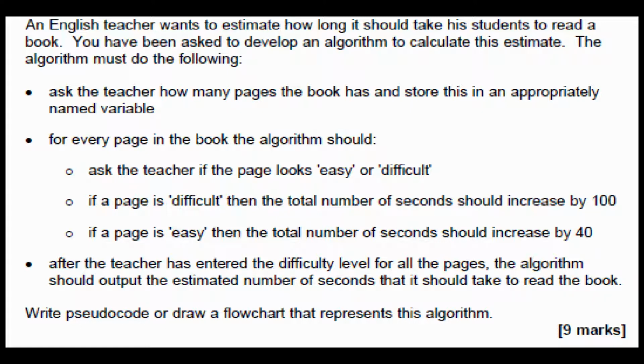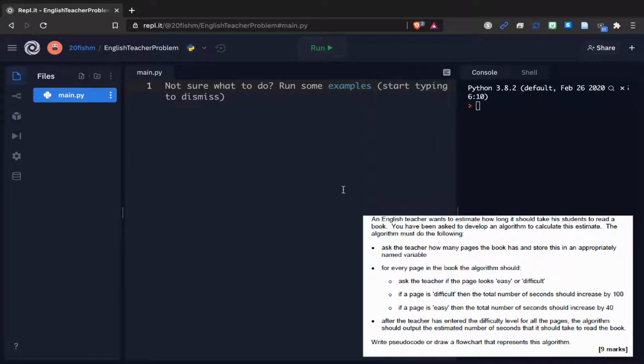Now it says here to write it in pseudocode or a flowchart. We're going to do it in Python, and I'm going to model to you today how you would go about answering this question. So the first part of the task is to ask the teacher how many pages there are in the book.